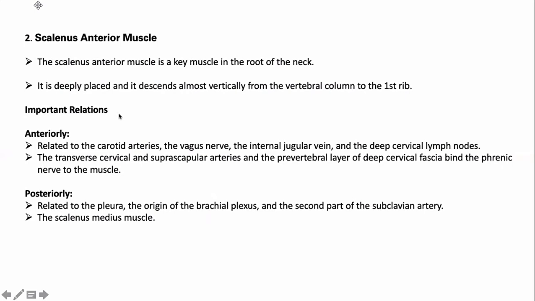Important relations of the muscle: anteriorly, it is related to the carotid arteries, the vagus nerve, the internal jugular vein, and the deep cervical lymph nodes. Also related anteriorly are the transverse cervical and the suprascapular arteries, and the prevertebral layer of deep cervical fascia which binds the phrenic nerve to the muscle. Related posteriorly are the pleura, the origin of the brachial plexus, the second part of the subclavian artery, and the scalenus medius muscle.